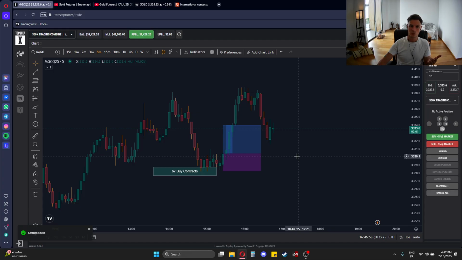It's going to be a lot more powerful because it actually has to do with what real buyers and real sellers are doing in the market. Okay, so this is the last trade I took just using this strategy. Well, it's a combination of two strategies.